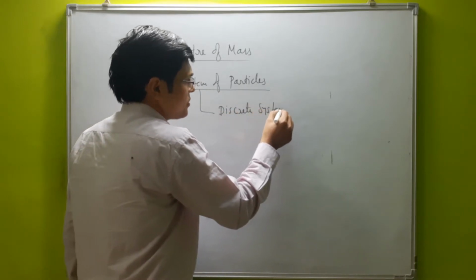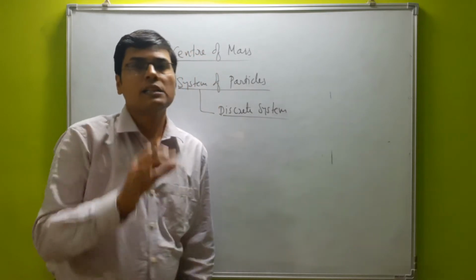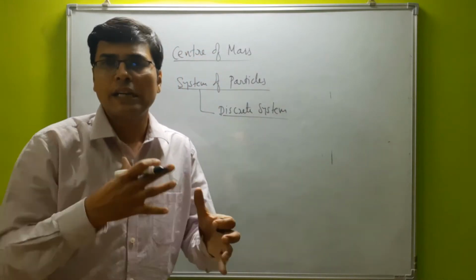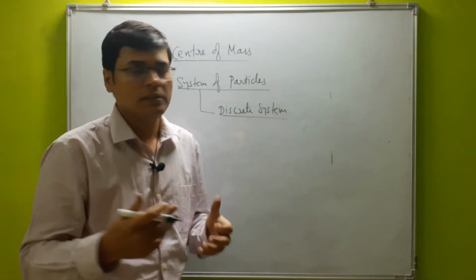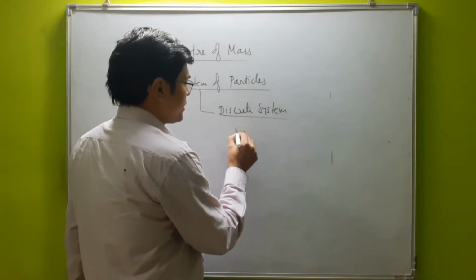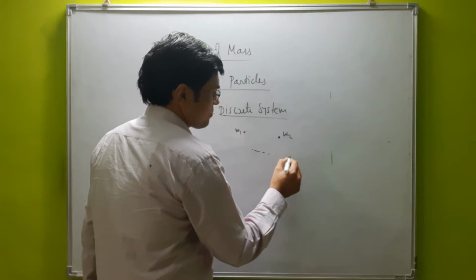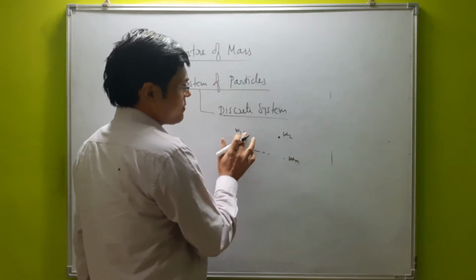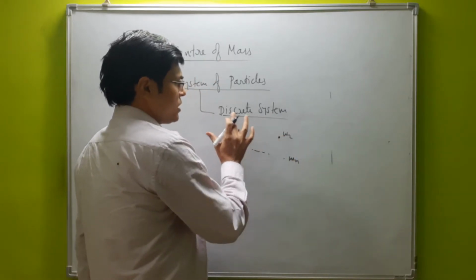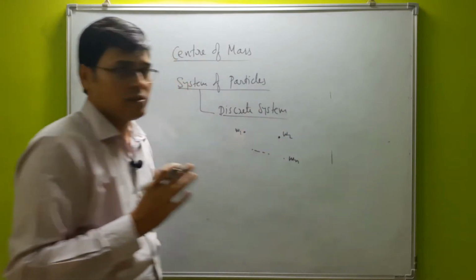So in a discrete system, all the particles are separated from each other. There is no connection between two particles. For example, one particle is over here, one particle is over here, and so on, right? So there is no connection between these two particles. Such a system is known as a discrete system.